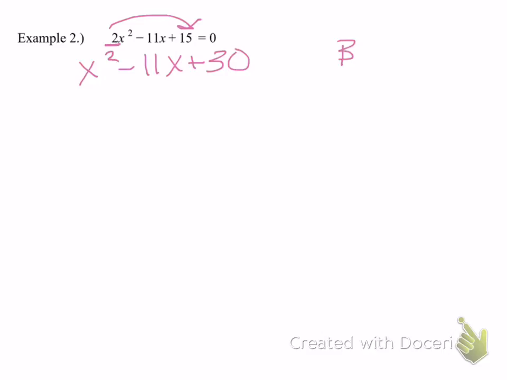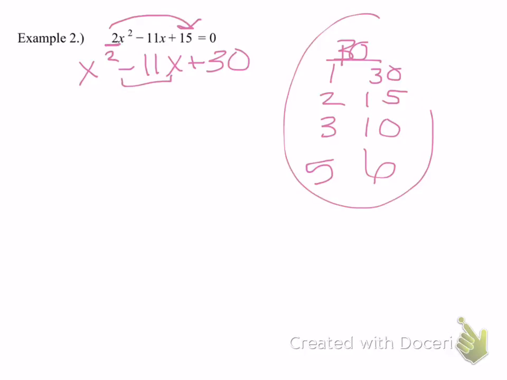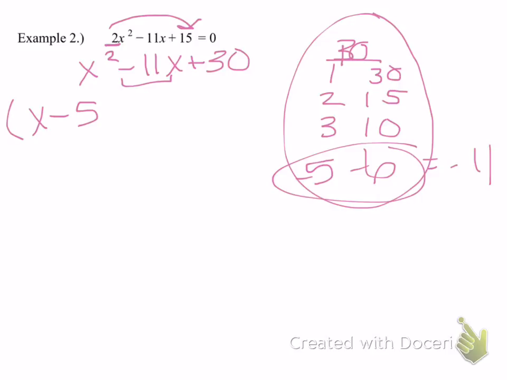So factors of 30. We've got 1 and 30. We've got 2 and 15. We've got 3 and 10. Oh, and we know we want 11. But we still have another factor, and we've got 5 and 6. So like I said, we want negative 11 given all of these factors. Well, you can see the only one that's going to give you negative 11 is 5 and 6. And both of them are going to be negative. So that gets us a negative 11. So we plug it in. We've got x minus 5. Then we've got x minus 6.